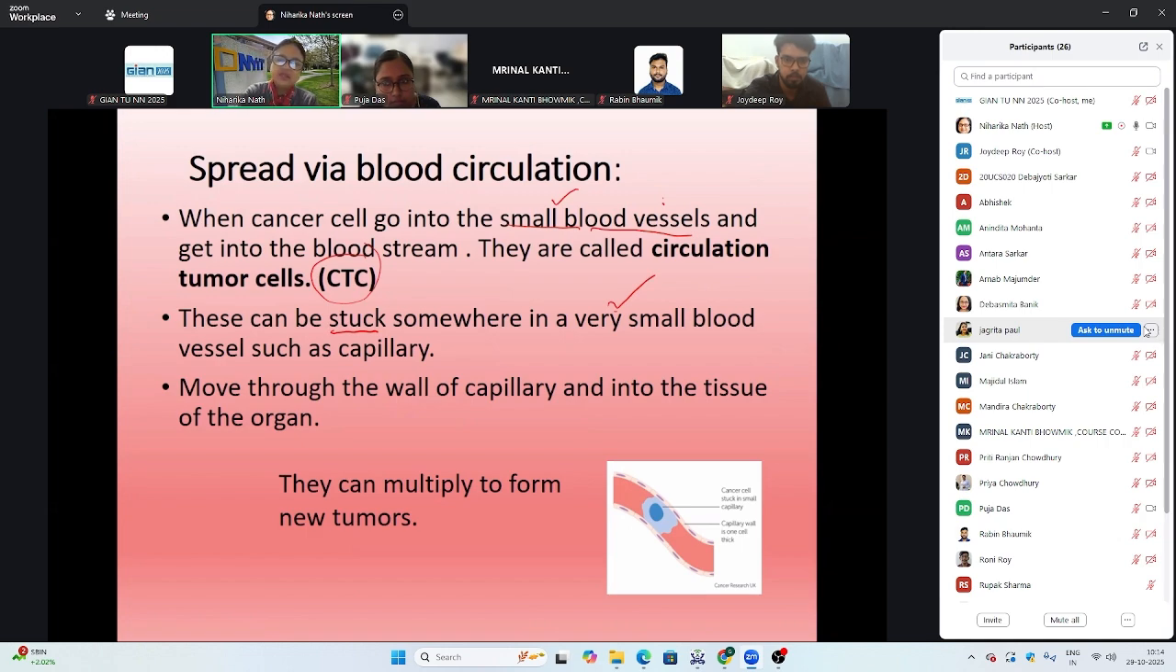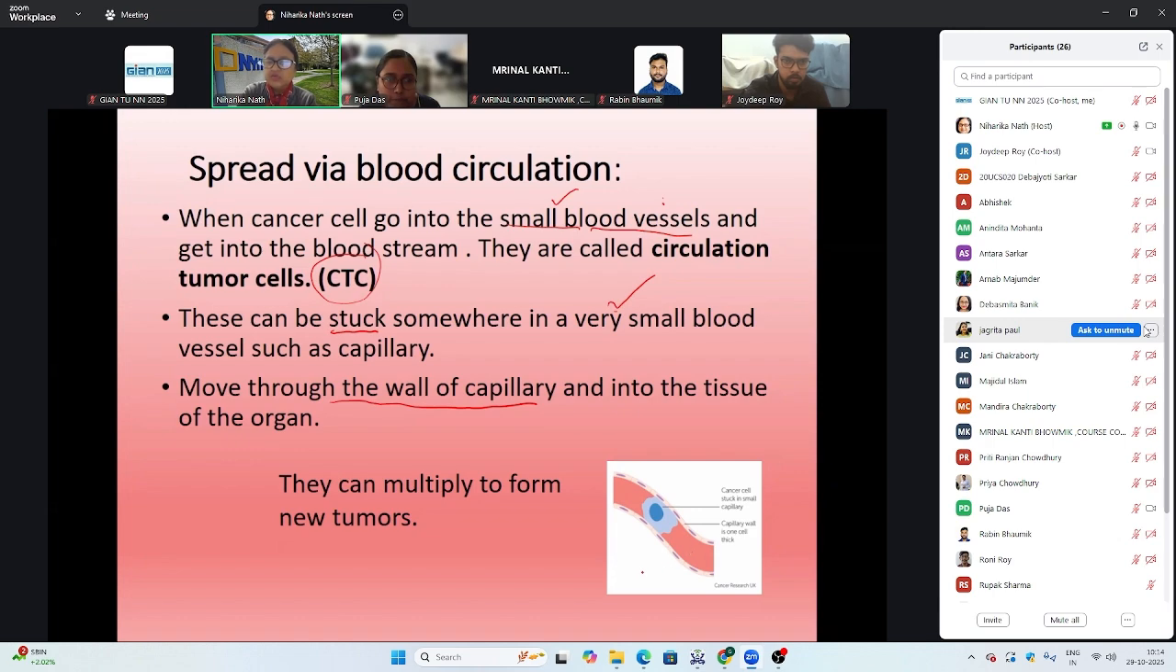So the cancer cell has to find a way to move through the wall of the capillary and into the tissue, or just try to grow in here. First of all, it'll be stuck, and then once it's stuck, it might figure out a way to multiply in here and form a tumor right here. And then try to evade and go to the other cells.